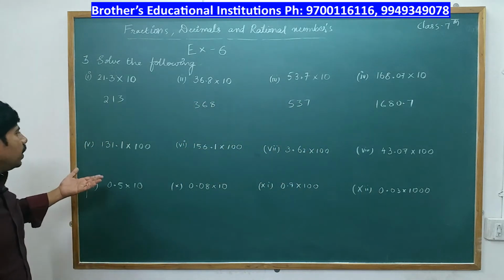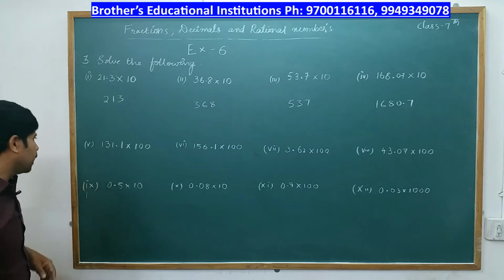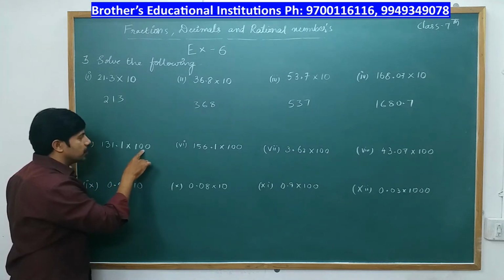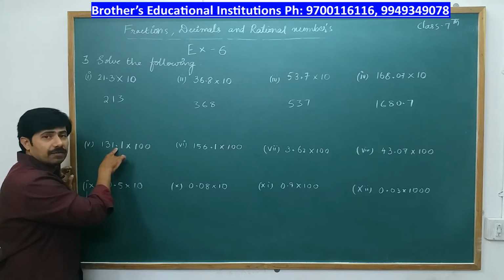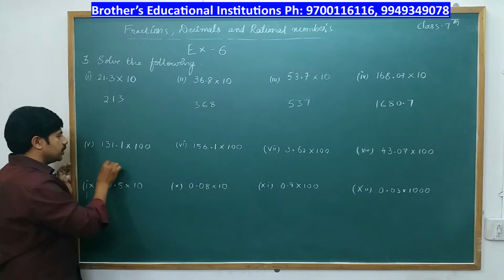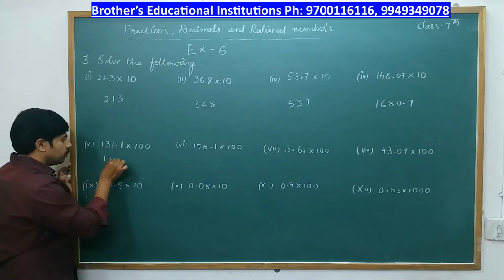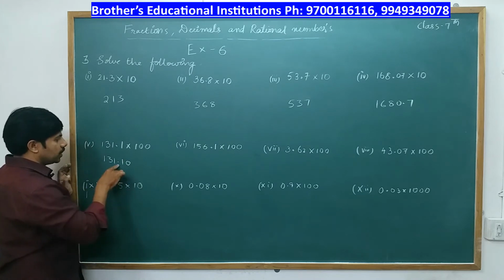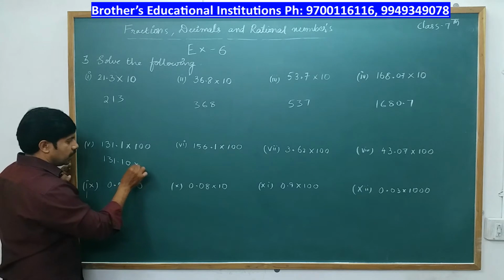So in the second row we have a multiplication by 100. See, 131.1 into 100. For 100 we have 2 zeros. So we need to shift this decimal after 2 digits. But we have only 1 digit. So what we do is we write it as 1 and you put any number of zeros. Okay, so I put 1 zero so that I can shift the decimal after 2 digits into 100.